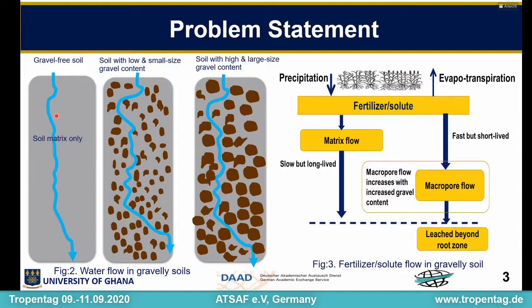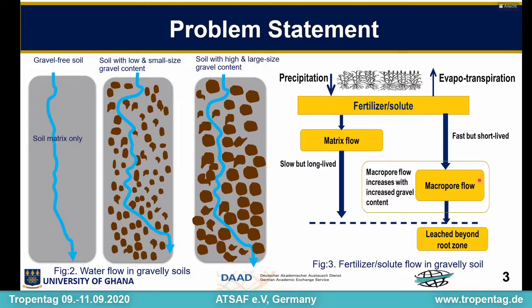In the case of fertilizer, a similar trend happens. So in soils without gravels, the main driver of fertilizer movement is through the soil matrix. Whereas when soils have gravels, the gravels create macropores, and these macropores make the movement of fertilizer and solute very fast, and then it's short-lived in the soil.